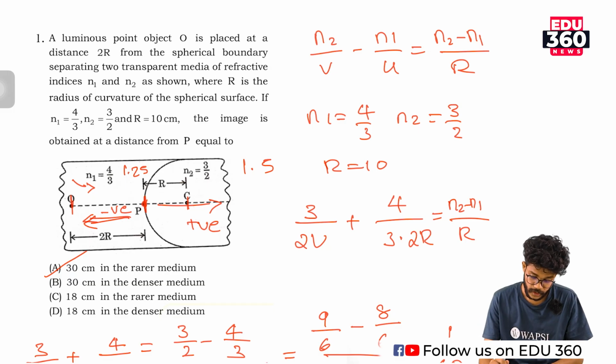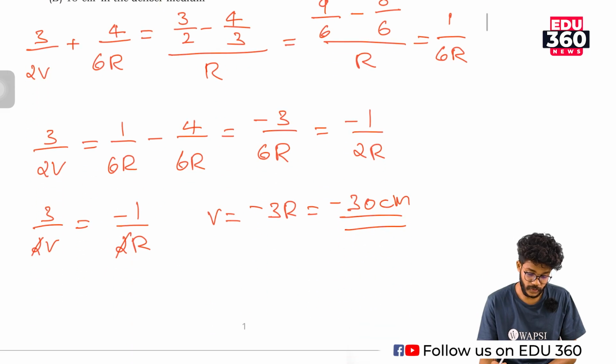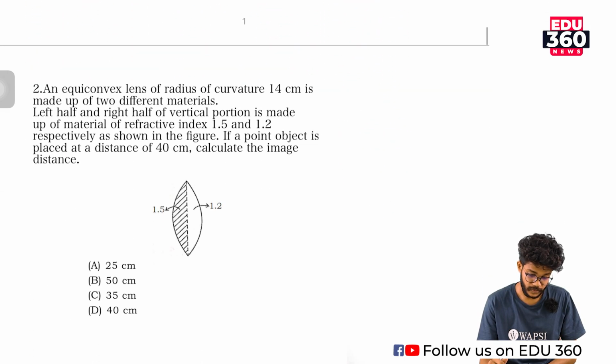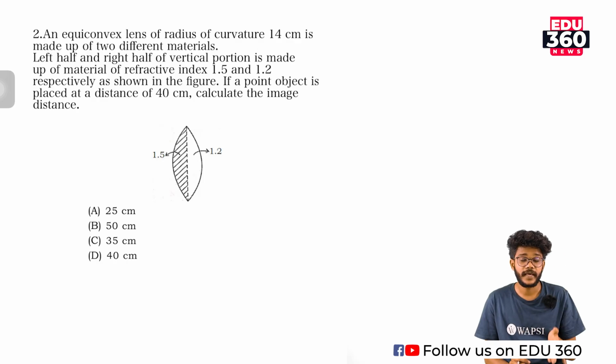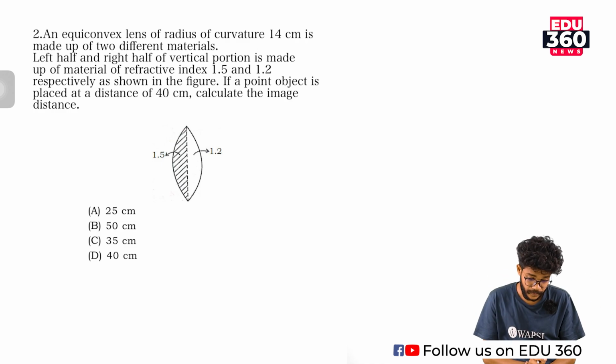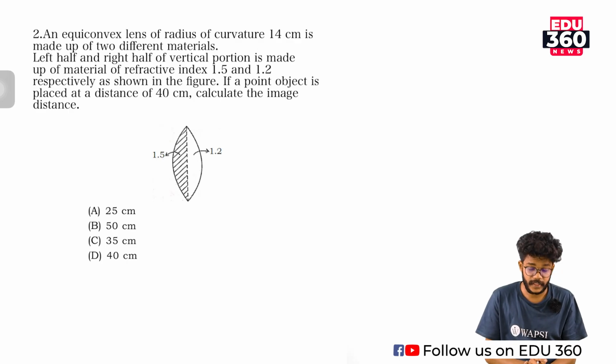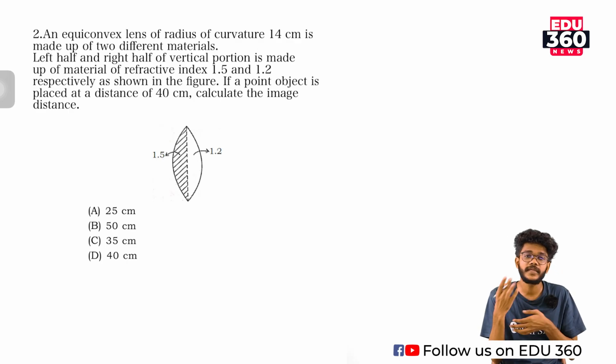Okay. So we can move to the second question. An equiconvex lens of radius of curvature 14 centimeter is made up. That means the radius of curvature of the two lenses. See the figure. One side is plane and the other side is bulged outside. That means convex lens, a planar convex lens. It's a combination of two planar convex lenses made up of two different materials. So the refractive index can be different.